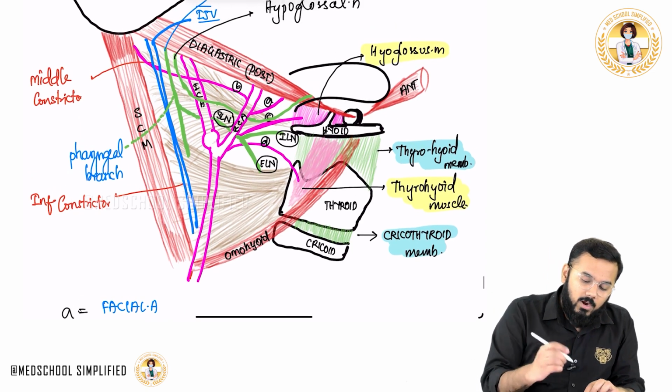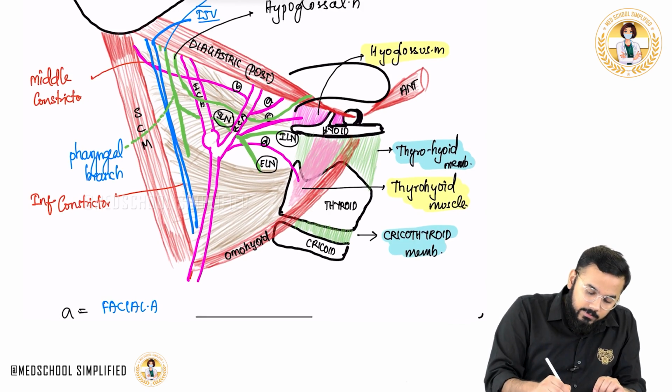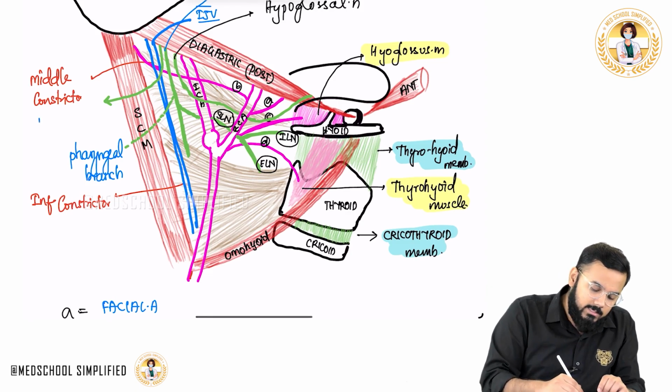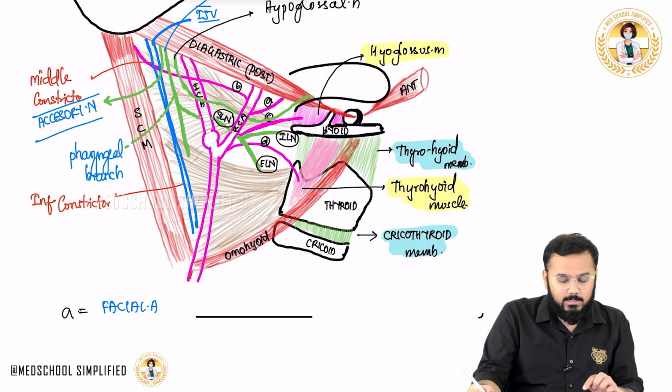Now one last nerve over here passes behind like this. The name of this nerve is your accessory nerve. The accessory nerve supplies your sternocleidomastoid muscle.